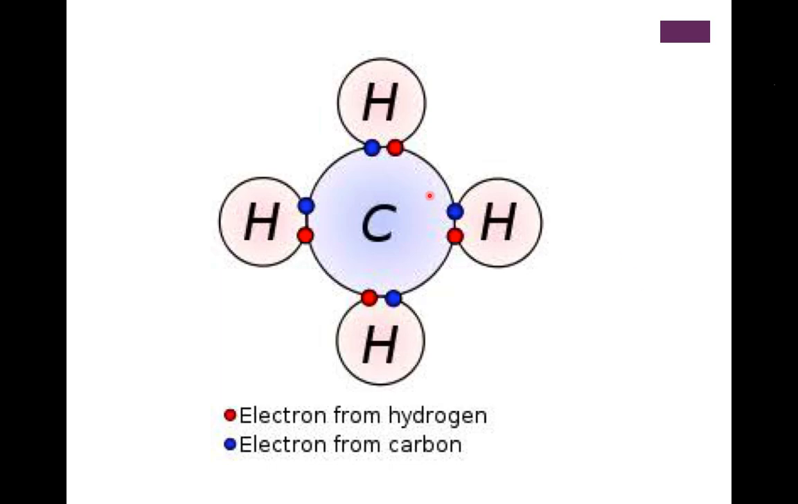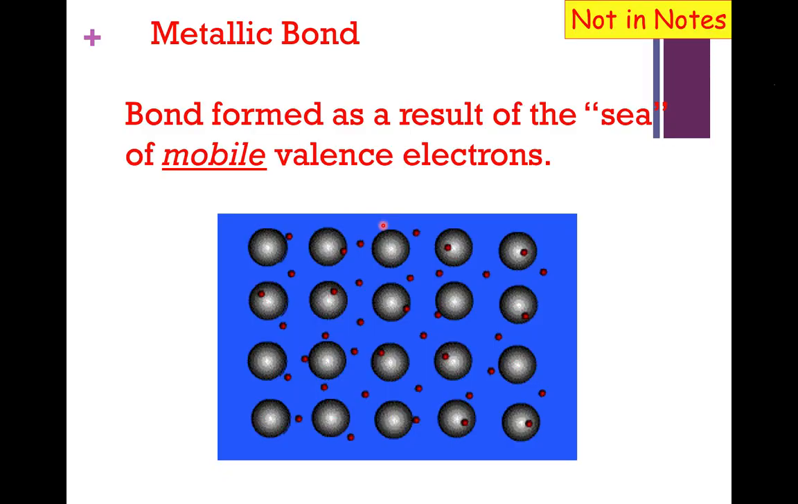So here's the same story with methane. We have carbon, and you could tell that carbon's original valence electrons are the 4 blue ones, and then hydrogen contributes 1 electron each. So we get 1 carbon and 4 hydrogens, so that would be CH4 or methane.